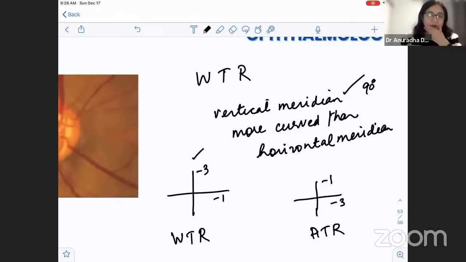Lasers: there are different lasers. I can post it on my Insta also, because that will become a long topic. For retina lasers we can use frequency doubled Nd:YAG laser, we can use argon laser. For iridotomy and for capsulotomy we use Nd:YAG laser. For cataract we use femtosecond laser. For LASIK we use excimer laser. There is a whole list, I can share that with you in my Telegram group also.